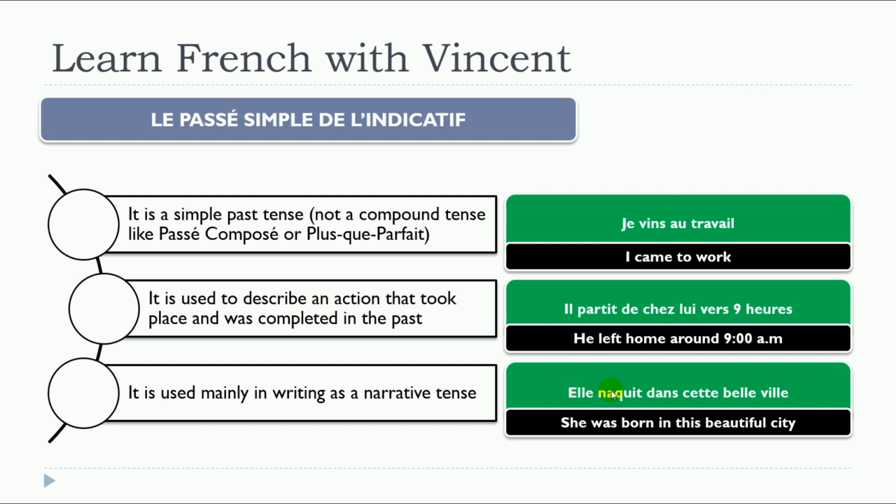And this one, elle naquit dans cette belle ville, something that you could read quite easily. The verb is naître, and then this is the third person of the singular. Elle naquit dans cette belle ville.